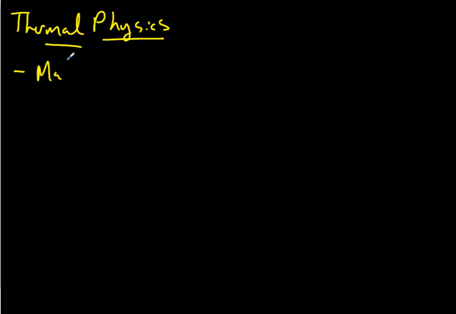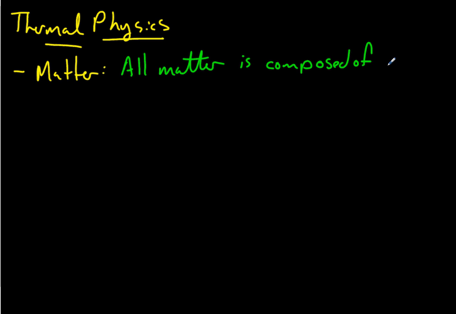Let's just discuss matter in general. So in modern times, we use particle theory to describe the way that the physical world is made up. All right? So all matter is composed of some type of small particles. Okay, these are either atoms, or they may be molecules.